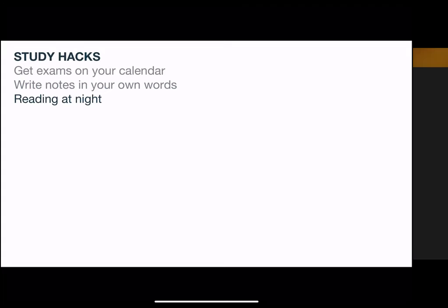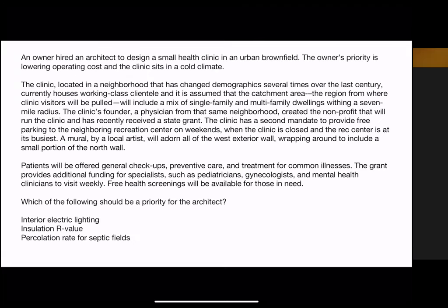For questions like this one that we saw, where it was really, really long, there's a large cohort of you who just can't read this much. As you're reading, your mind is doing four things at the same time. You're changing the letters into words, and you're changing the words into meaning. But then you're also identifying the important words: small health clinic, urban brownfield, lowering operating cost, cold climate. So you're identifying those as you're reading.